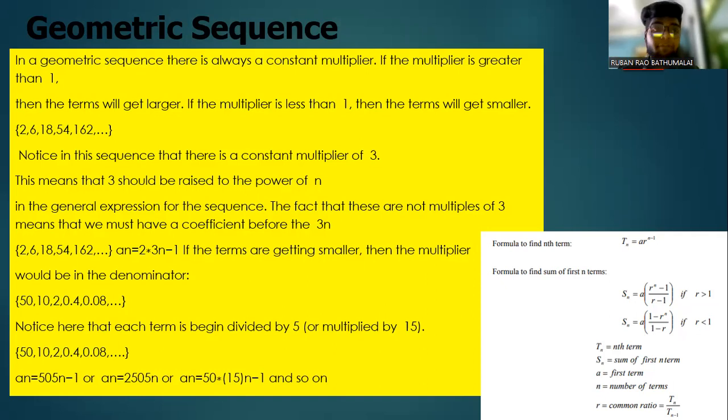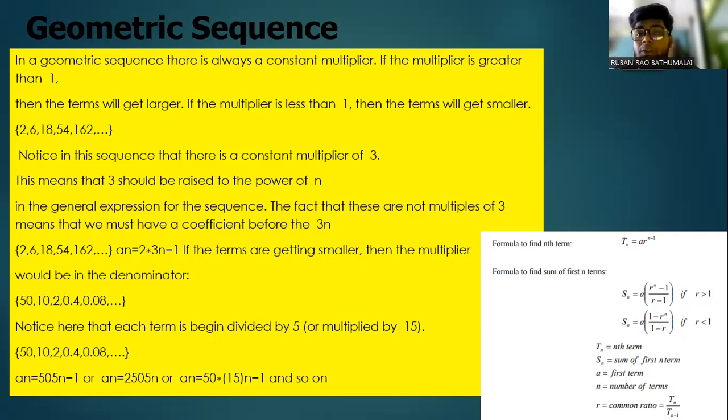18 times 3 gets 54. It was multiplied by 3, which is the constant multiplier I told you about. So the sequence is obtained by the multiplier value. This means that 3 should be raised to the power of n. Here n means the number of terms.